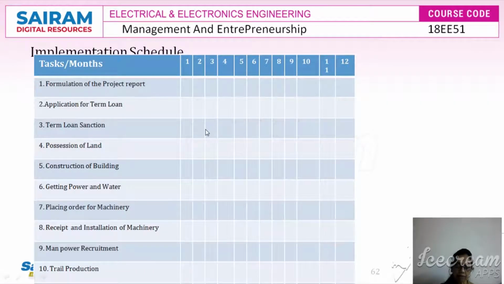When we understand the implementation schedule, we need to understand a little about the project implementation phase. When we do the feasibility study, after doing the feasibility study we will do the analysis, and then we will see whether the project is going to be the potential project out of all the projects that are available. The next stage is the project implementation phase. During this phase, every entrepreneur has to prepare a timetable, and this timetable has to have the tasks, done in months, and the different types of tasks that go on priority.